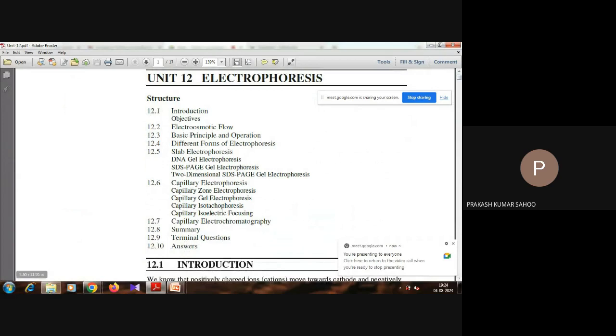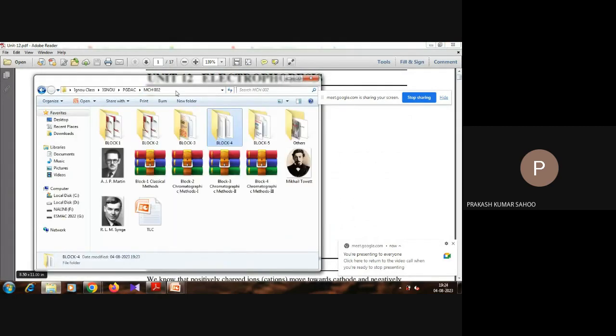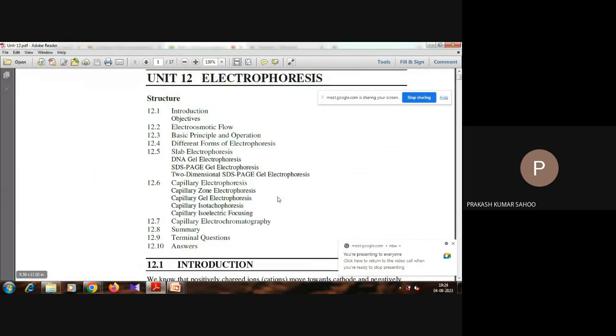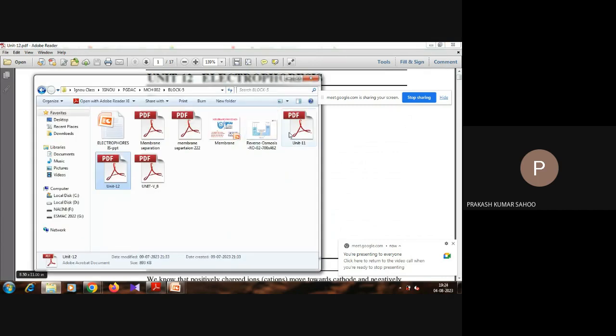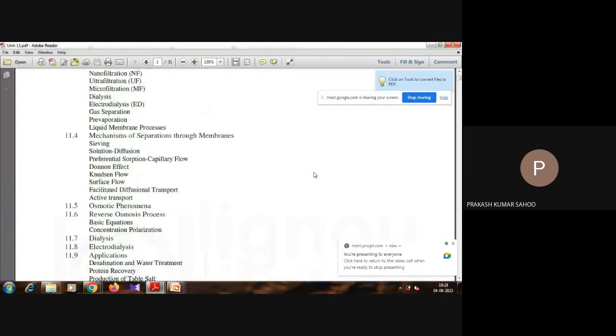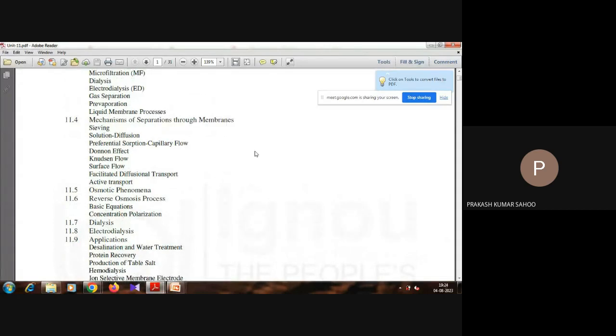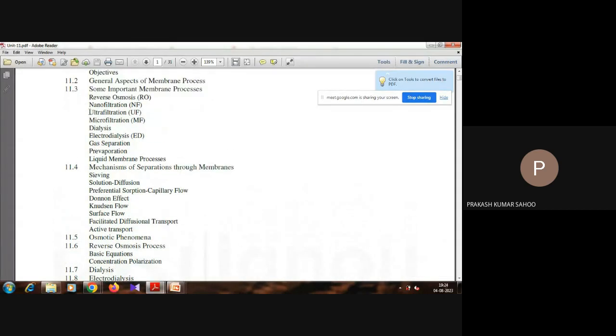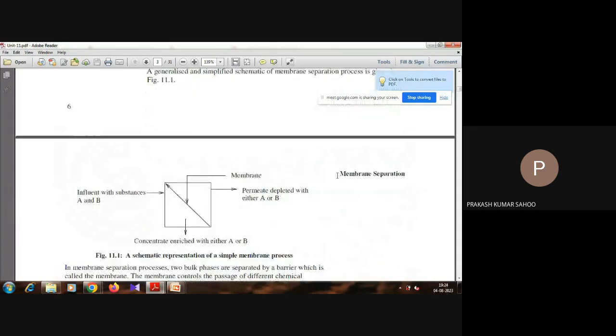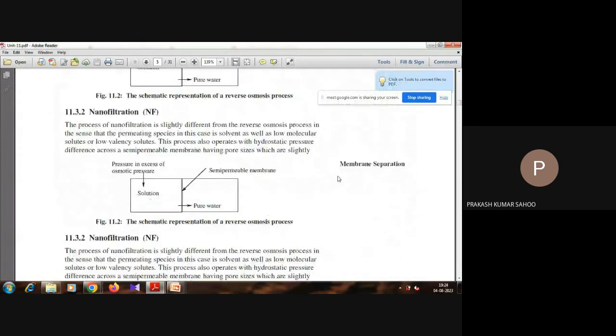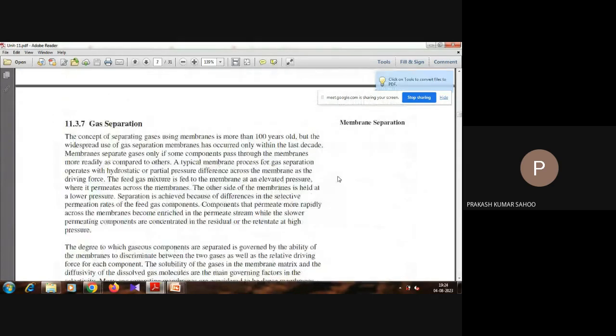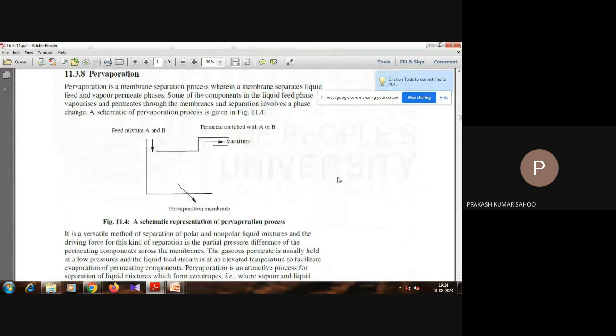It is in our previous unit, unit 12. Sorry, unit 11 is this one, the previous one. Pervaporation, this is this one. We have, just wait, we have to see. This is pervaporation, where two types of mixtures are there with the same boiling point.